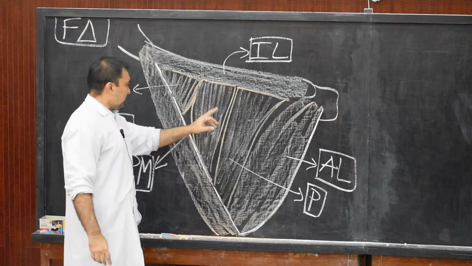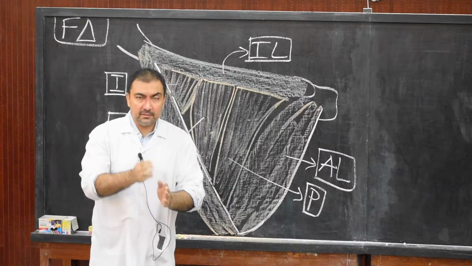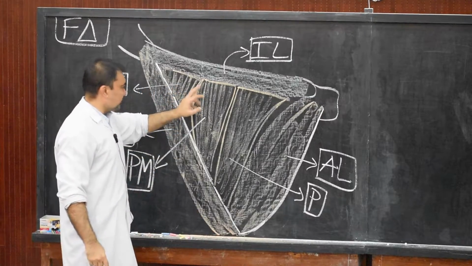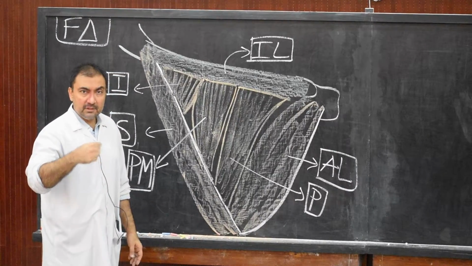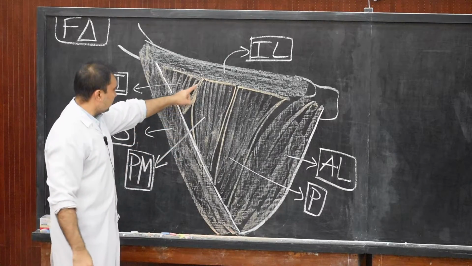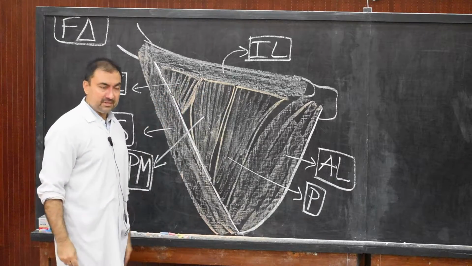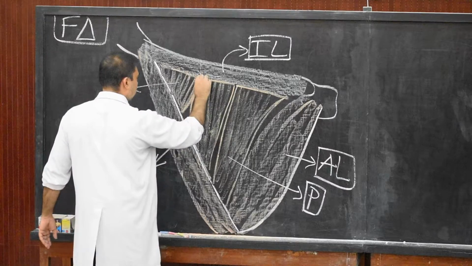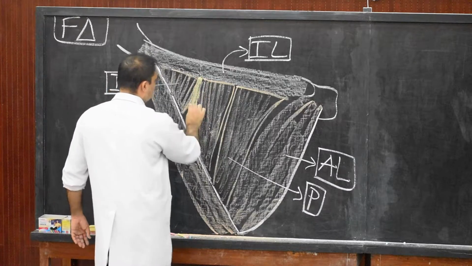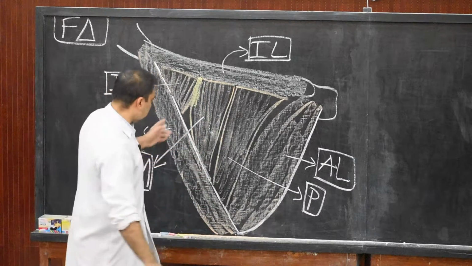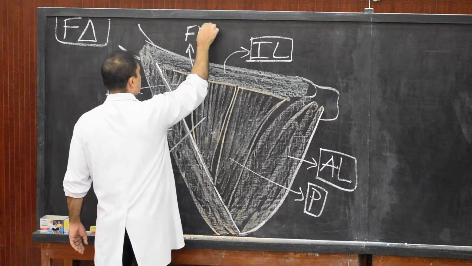Now we come to the line of junction between the 2 muscles, iliacus and psoas major. There will be the location of the femoral nerve. The trunk of the femoral nerve is located here, exactly at the line intervening between iliacus and psoas major. So let us draw this structure and mention it as the femoral nerve.